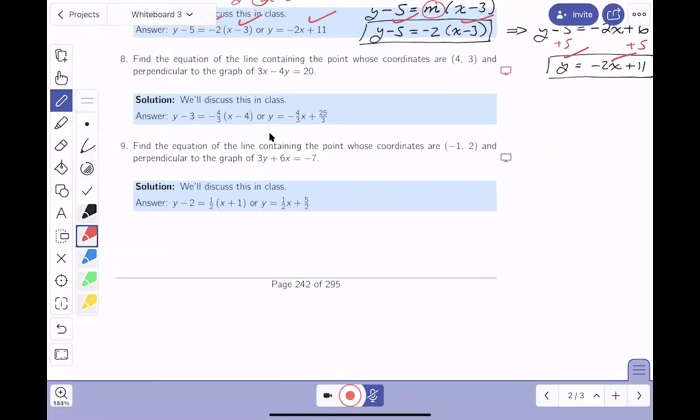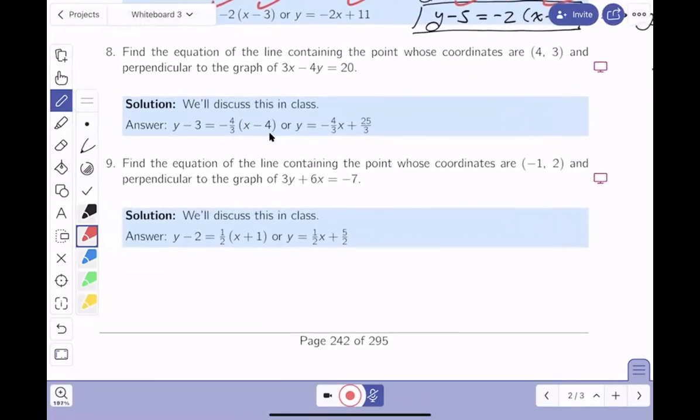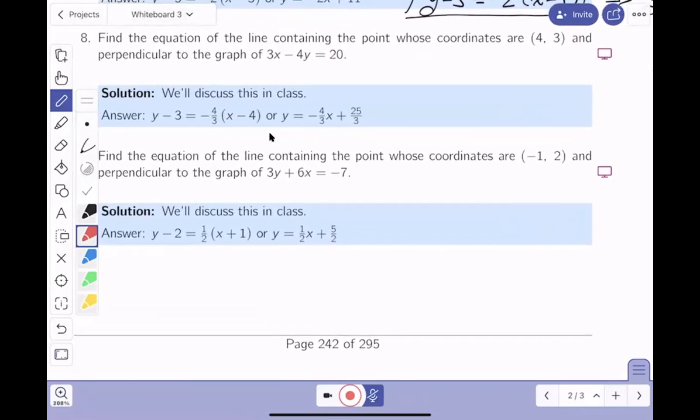All right, let's go to number 8. And number 8 says find an equation of a line. Well, it's really the same thing. Find an equation of a line. And I know what that looks like. What does the equation of a line look like? Well, I'm going to write it down for you. It looks like this. It looks like y minus y1 equals m times x minus x1.